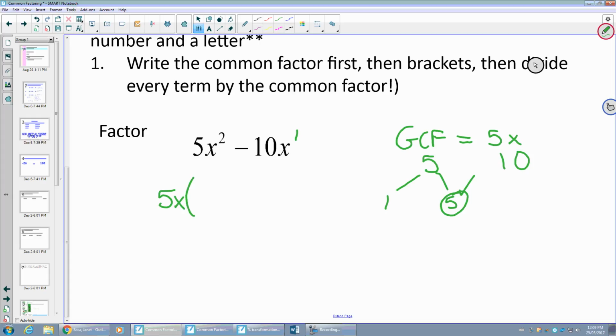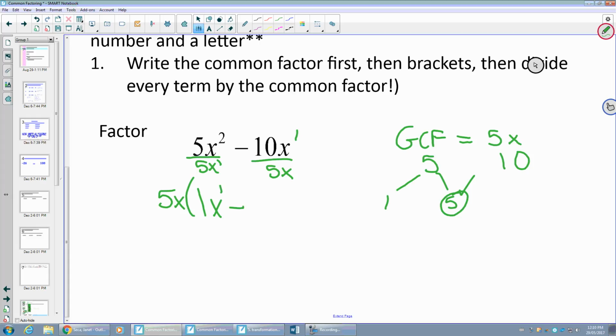That comes first. Now, what comes next inside my brackets? I have to take this greatest common factor, and I'm going to divide everything by 5x. What happens when I put 5 divided by 5 into my calculator? 5 divided by 5 gives me 1. Now, if I have an x squared on top and an x to the 1 on the bottom, I subtract the exponents. 2 minus 1 gives me 1, so that's why I get an x to the 1.